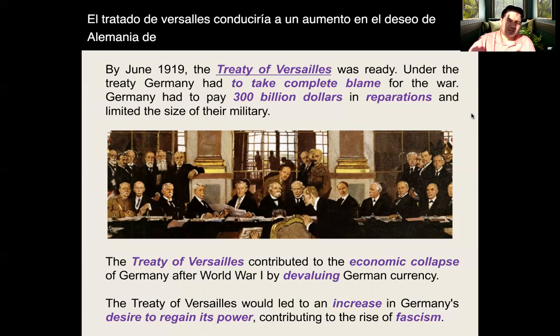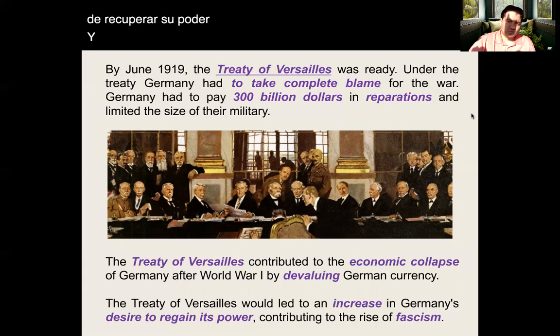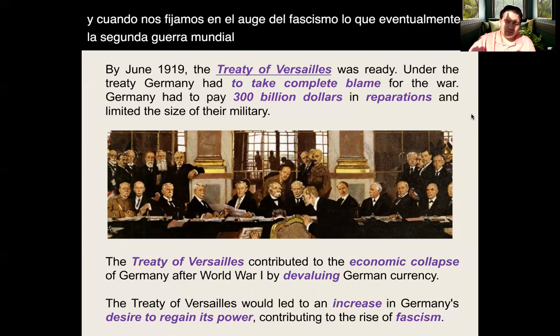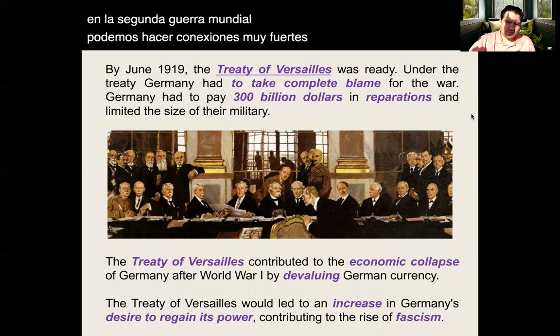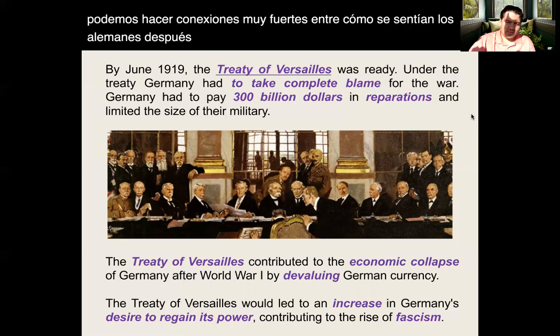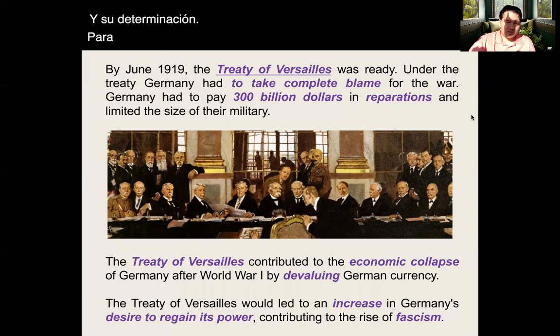And when we look at the rise of fascism, which would eventually lead into World War II, we can make very strong connections between how the Germans felt after this treaty and their determination to regain their power and their sovereignty.